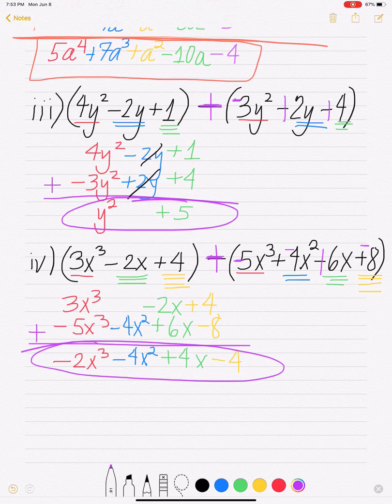All right, so I think we'll just stop here for this video. In the next video, we're going to look at multiplying polynomials together. So this is actually the end of 1.3. 1.4 will be multiplying polynomials.